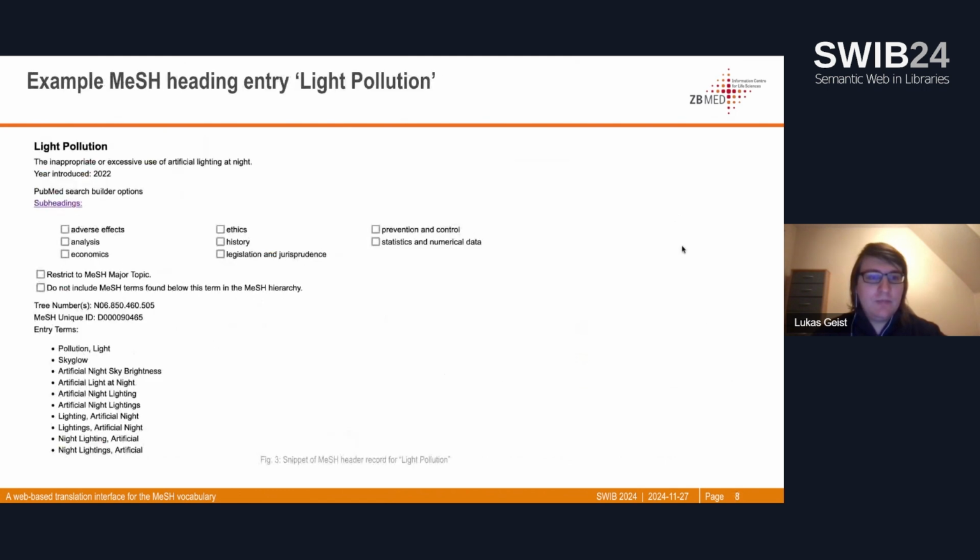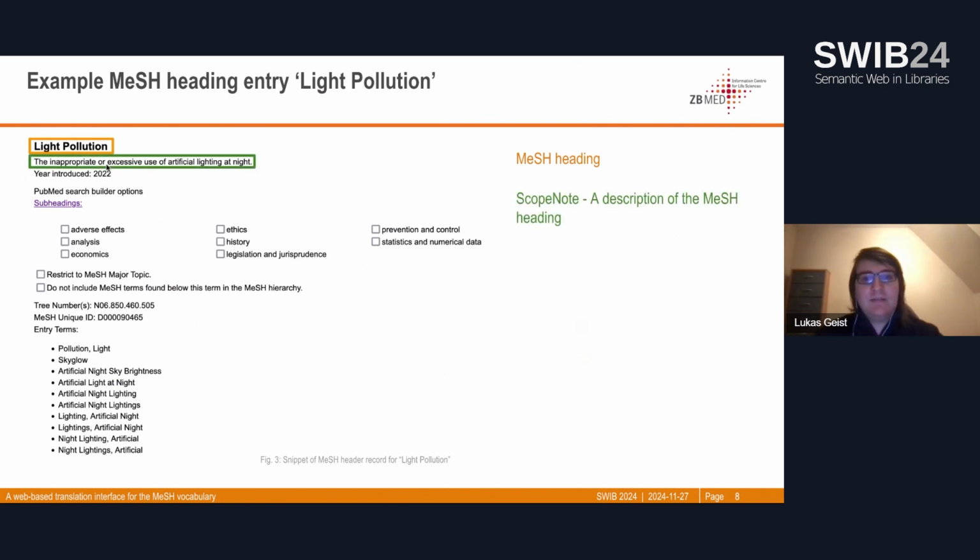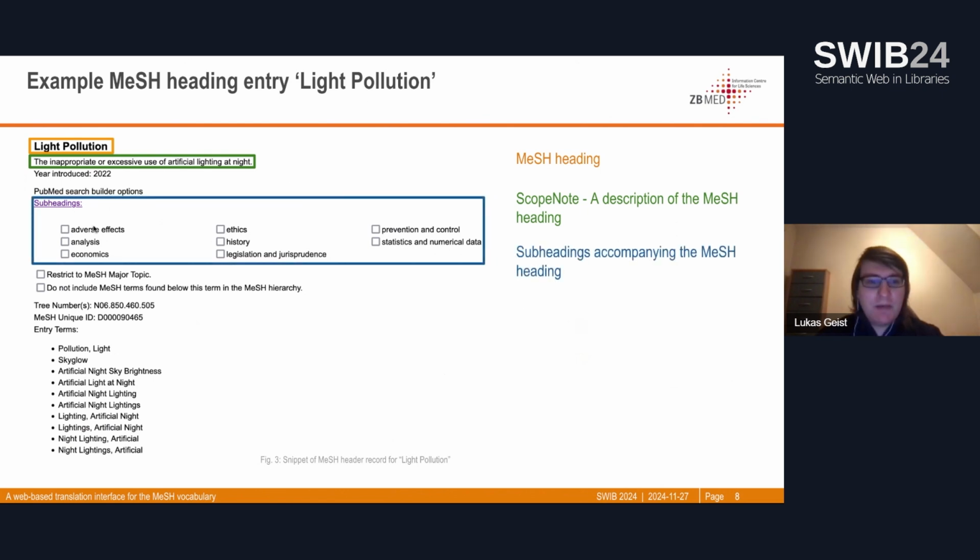For example, for MeSH heading entries, this is on the MeSH website where you can look up the MeSH terms themselves. I've opened up light pollution, and you can see here that light pollution would be called the MeSH heading. Underneath there, we have the scope note, which is a description of the MeSH heading. It can be just one short sentence or a long description with a link to give further explanation. In this case, I picked a really short example. Then we have the subheadings that are related to the main heading.